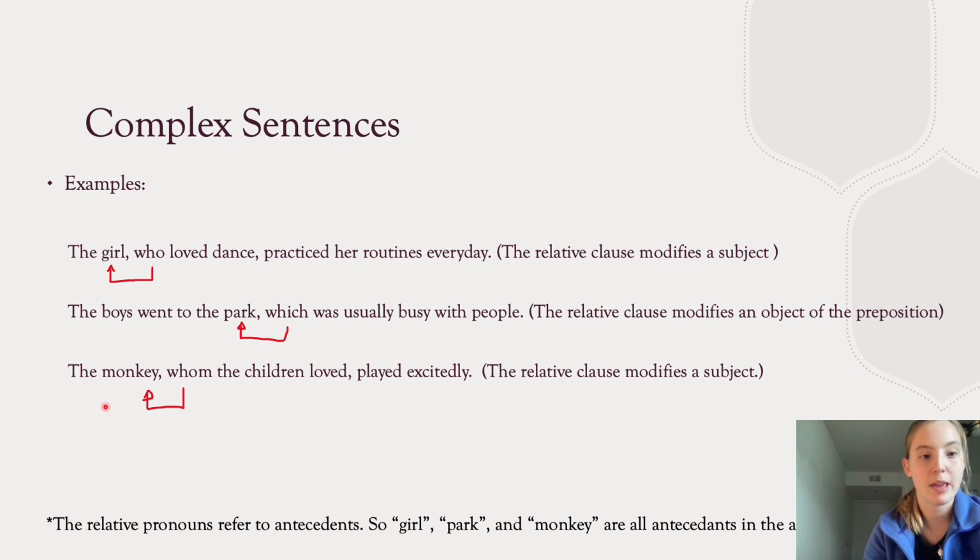Last sentence, the monkey, whom the children loved, played excitedly. Whom the children loved, in these commas over here, is the relative clause modifying the subject monkey.